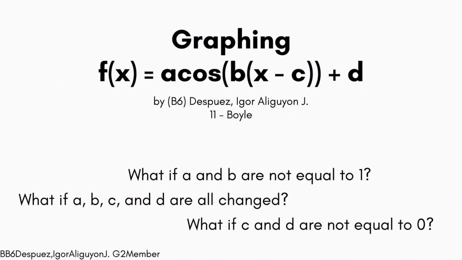But what if A and B aren't 1? What if C and D aren't 0? What if all the values were changed? This is the most tedious of them all, considering that there are period and amplitude transformations, as well as horizontal and vertical phase shifting. Hi, it's me, BB6 Después, teaching you how to graph such functions.